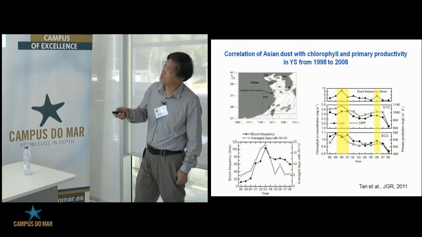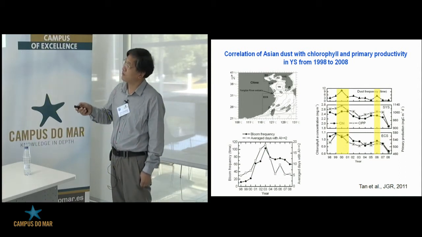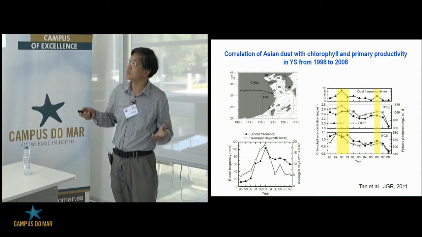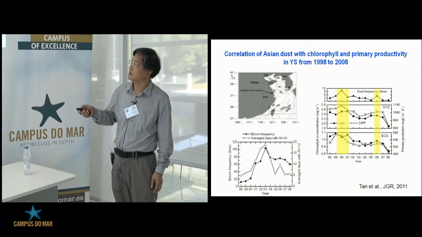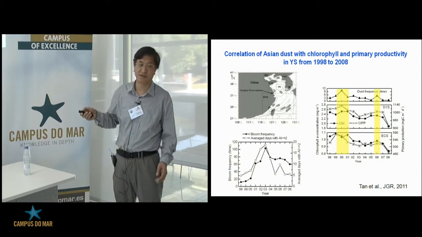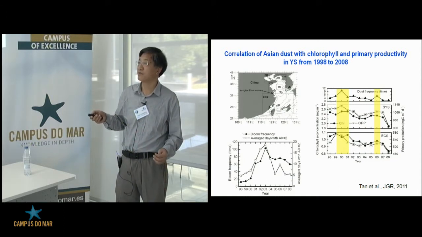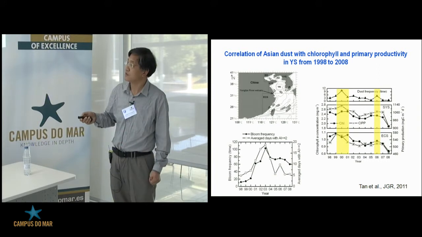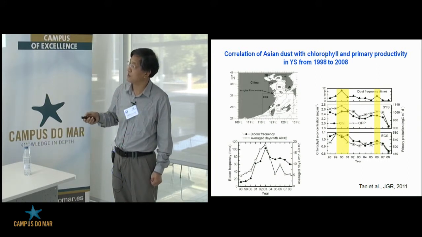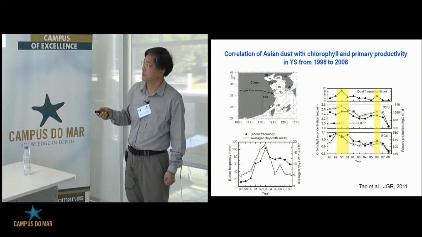And this figure tells us the bloom frequency in the sea. This is every day with the AI aerosol index. That means if the aerosol index is bigger than 2, we think they could be impacted by dust storms. So the two lines are quite consistent with each other.